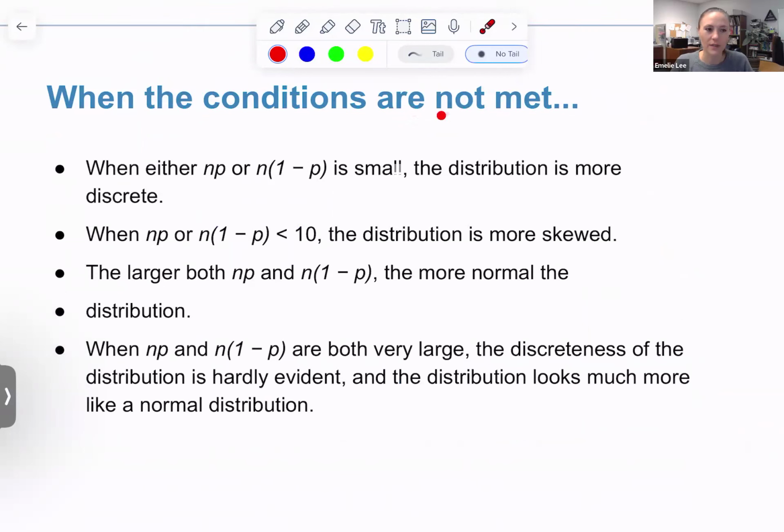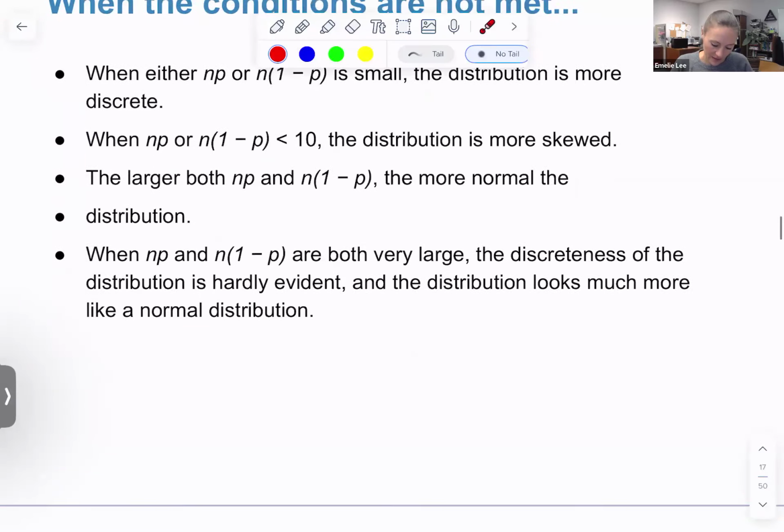I'm going to ignore the cases when the conditions are not met because they will be met for us, but you can read through it and that's fine.